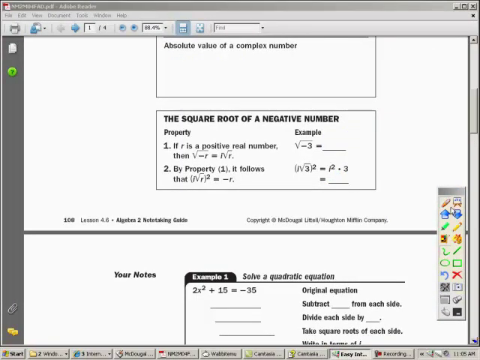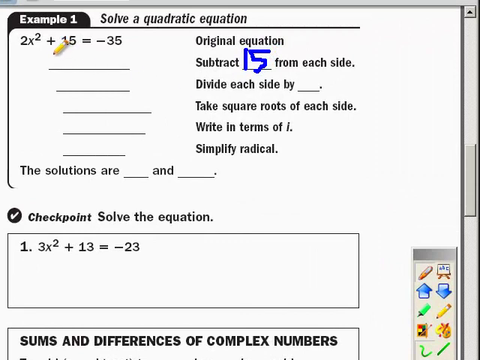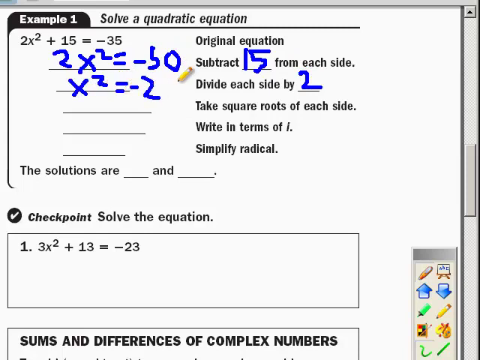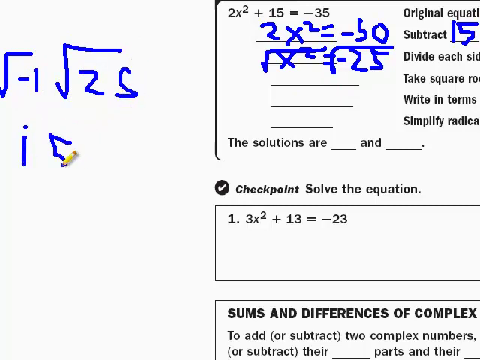If we take a look, let's take a look at example 1 here. I can show you how this works a little bit better. In example 1, the first thing I'm going to do to solve for x is subtract 15 from both sides, and I'm going to end up with 2x squared equals -50. All right. Then I divide each side by 2, and I get x squared equals -25. Well, when I square root both sides, when I square root that -25, I end up with the square root of -1 and the square root of 25, which is i times 5, or 5i is how we write that.